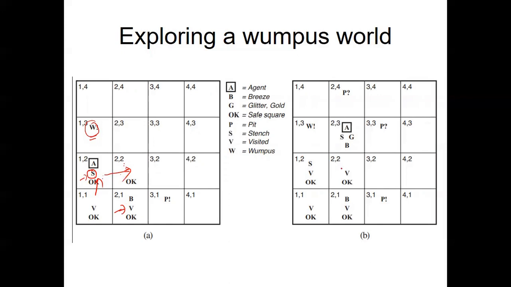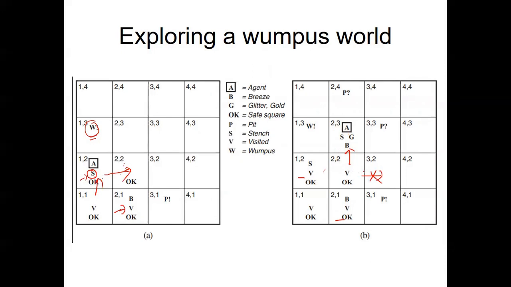After moving here, this is a very safe position. There is no stench and no breeze, which means all four adjacent cells are safe. But these two the agent has already explored, so only the other two are left. As per this diagram, it is assumed that the agent goes here directly, not taking this path at all, and grabs the gold.